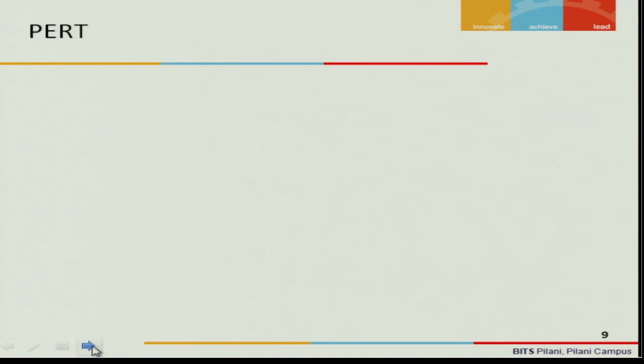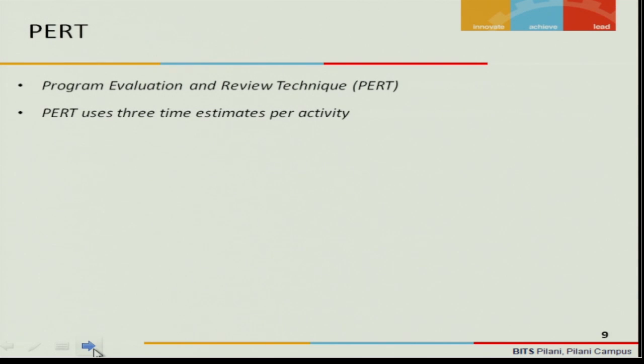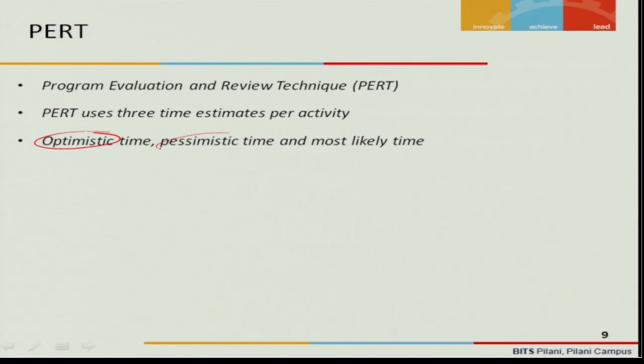PERT, on the other hand, is Program Evaluation and Review Technique, is the acronym. PERT uses 3 time estimates per activity. Which are all the three time estimates? Optimistic time, pessimistic time, and most likely time.